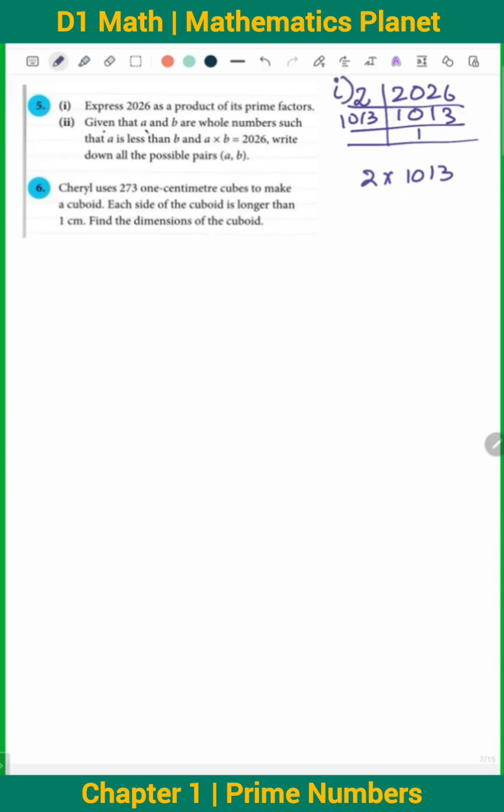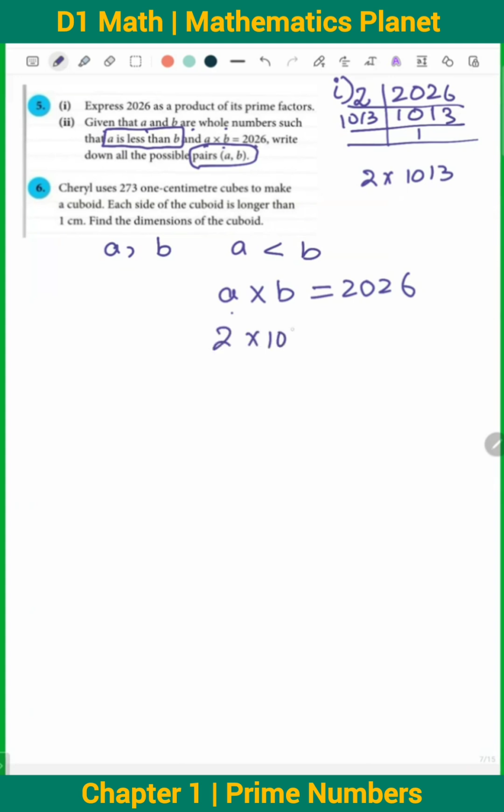Now, given that A and B are whole numbers, such that A is less than B. So they are saying A and B are two numbers, such that A should always be less than B. And A cross B is 2026. When we multiply the two numbers A and B, we should get 2026. So write the possible pairs of A and B. First of all, let's find the possible pairs. So 2 times 1013 will give you 2026.